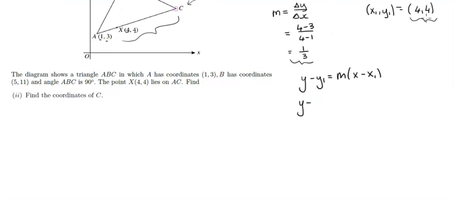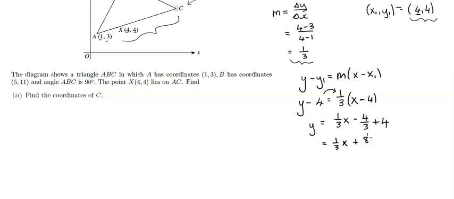So we have y minus y1, which will be 4, is equal to the gradient, which is a third, times x minus x1, which is 4 as well. And now we just simplify. So this is going to be equal to a third times x is a third x. A third times minus 4 is minus 4 over 3. And then we get rid of minus 4 on the left-hand side. We add 4 to both sides. So we have a third x, and then we have minus 4 over 3 plus 4, which is plus 8 over 3. So this is the equation of the line AC.